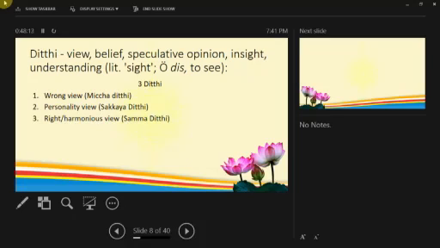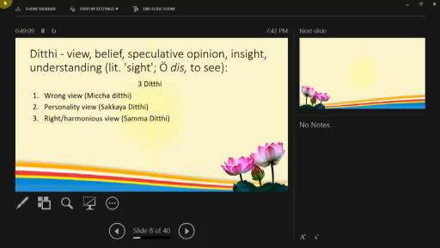Ditthi means view, belief, speculative opinion, insight, understanding. Ditthi is used negatively, right? Because that's how it has been coming in the literature. When we say Ditthi, we definitely mean something negative, something wrong. Basically, the word Ditthi is a neutral word, but as it has been used for different things, it has a negative connotation. So we have three Ditthi: wrong view, Miccha Ditthi, and Sakkaya Ditthi, personality view or self view, and Samma Ditthi, right or harmonious view.